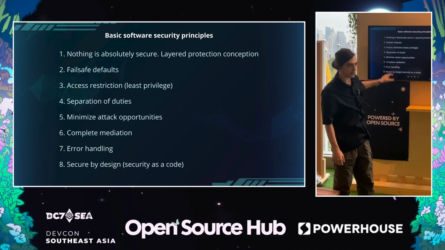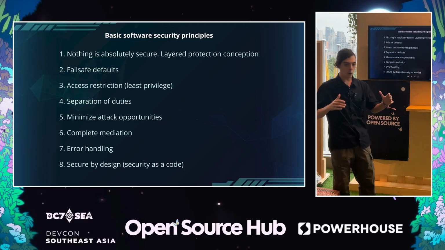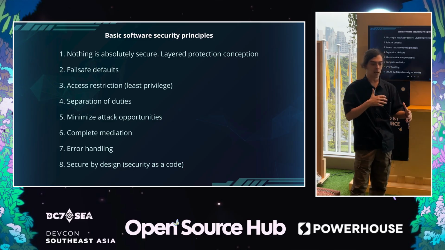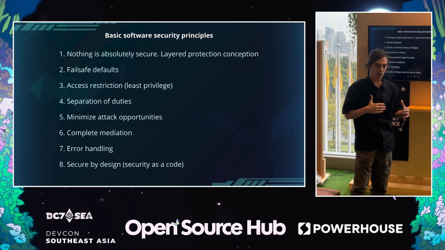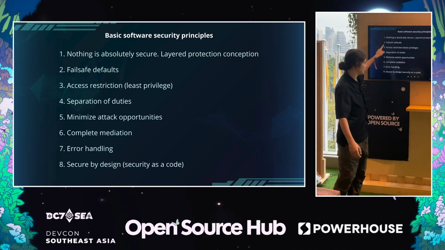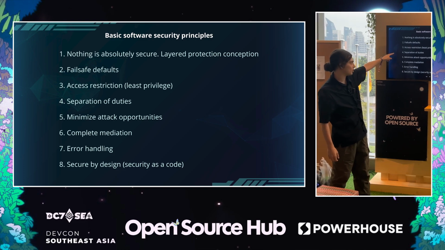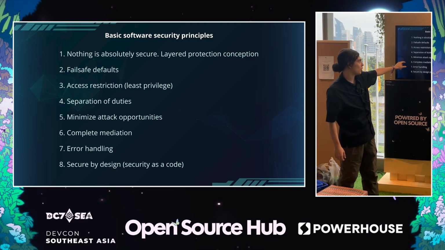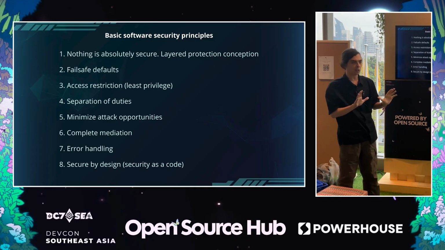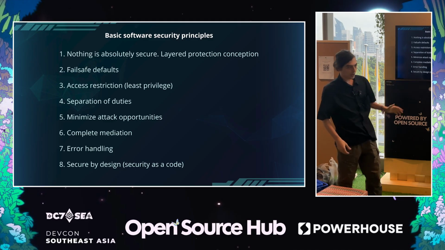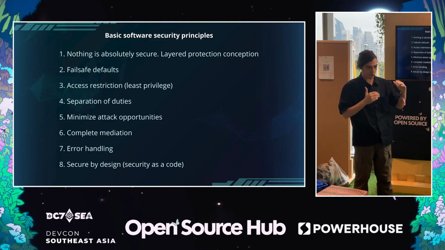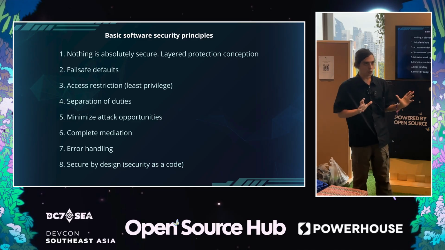The second principle is the principle of fail-safe defaults, which means that you actually have to design your software in such a way that its default behavior will restrict some operations which can potentially cause some damage. There is access restriction, separation of duties, minimize attack opportunities, complete mediation. Those principles, you can find them on the internet, and they are not that important for us in the context of our today's discussion. But the error handling is important. It actually means that you have to deal with software errors that can occur during the execution process.